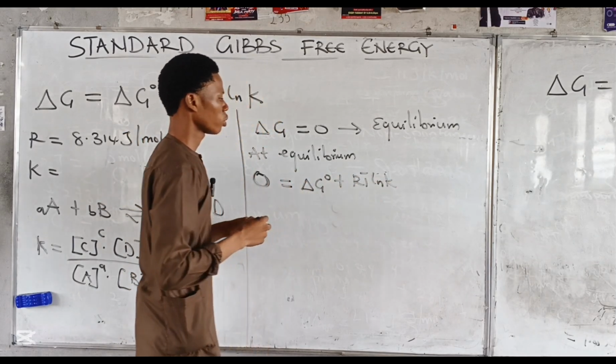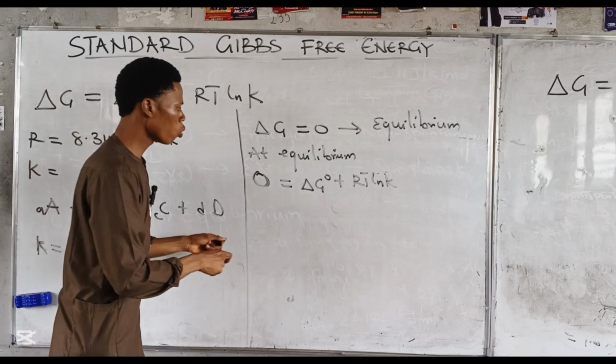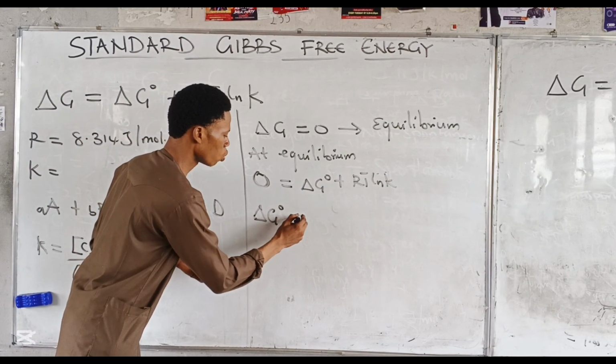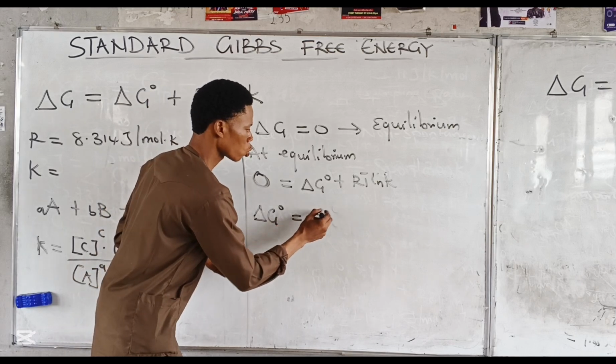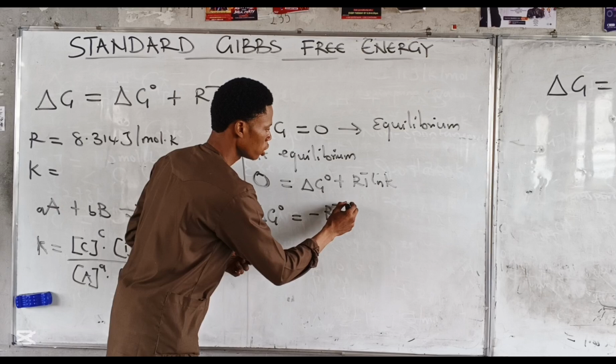Is it not? Now, if I want to make delta G naught the subject of the formula, what will I get? Delta G naught will be equal to minus RT ln K, because this one is moving over here.